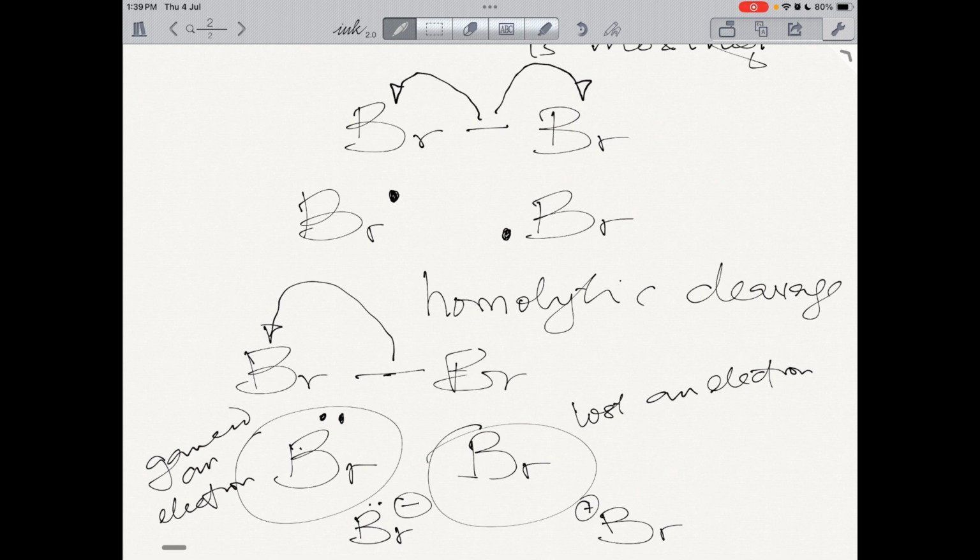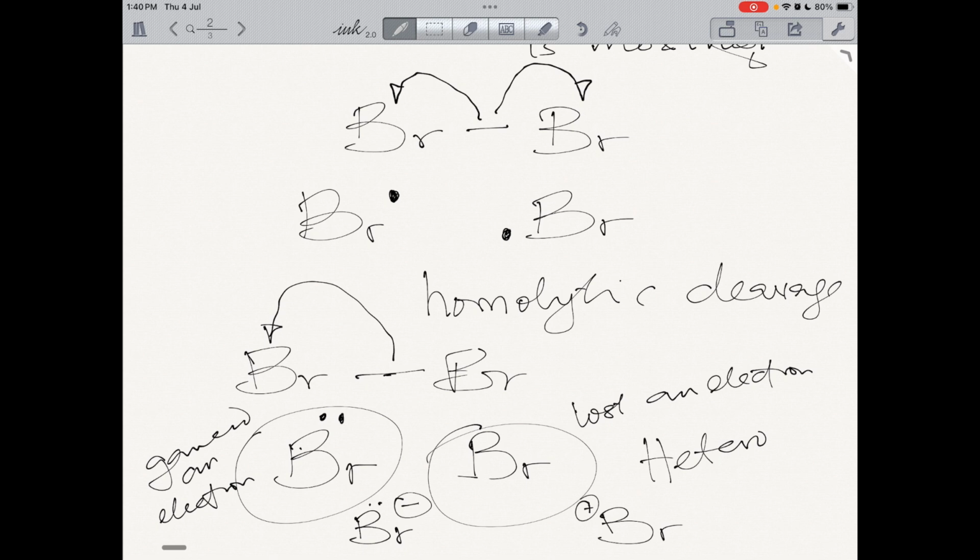Now please understand that this type of cleavage is called homolytic cleavage. Sorry, hetero. Yes, because they are different. This type is called heterolytic cleavage. I'm writing that again. So this is called hetero. Hetero means different. So this one is Br minus, this one is Br plus.